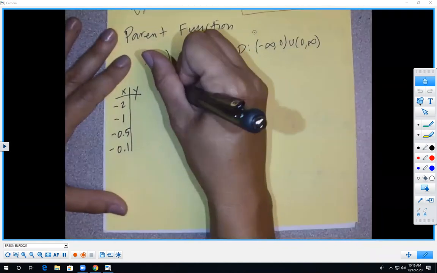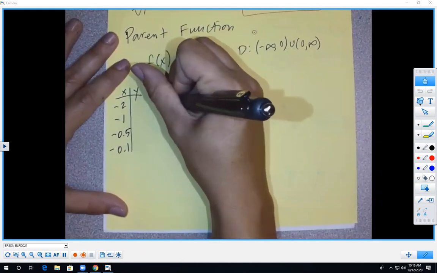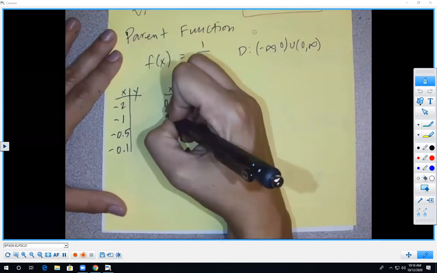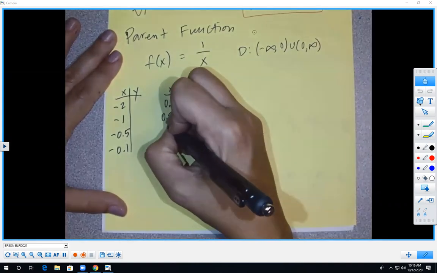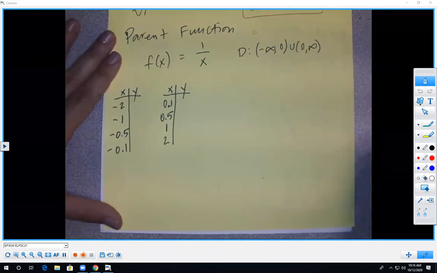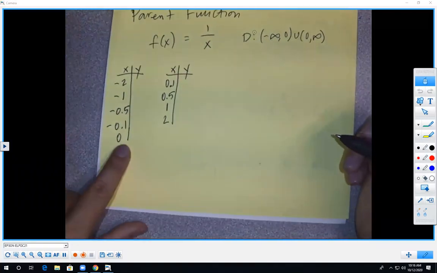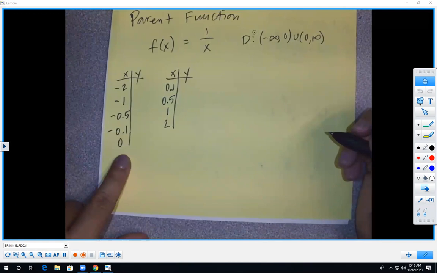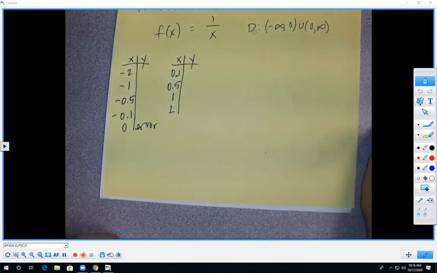So I'm actually going to make another table of values. So I need to pick a number close to 0. Let's do 0.1, 0.5, 1, and 2. If you plugged in 0 here, do you know what your calculator would say? Error. Yeah, it'll literally say error on your table because you can't do it.